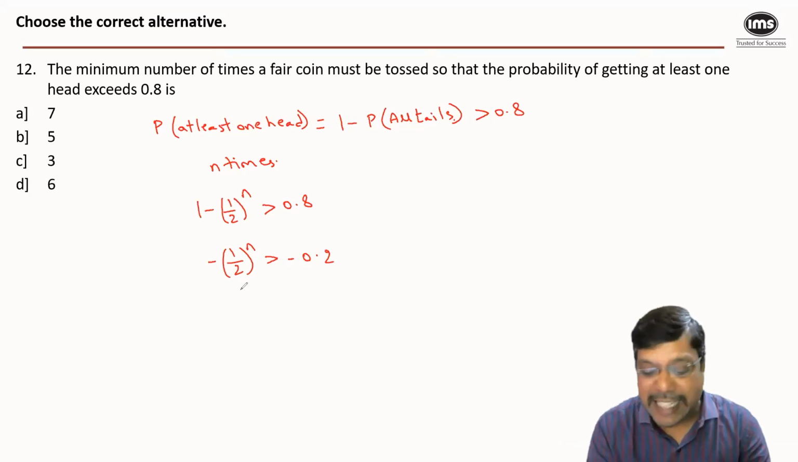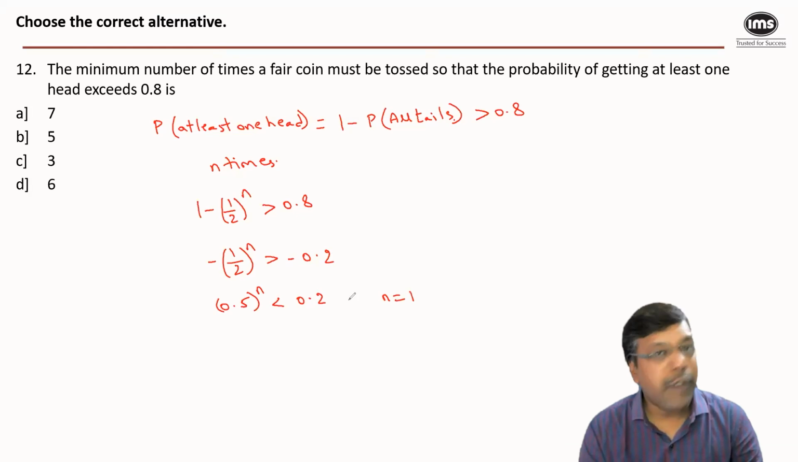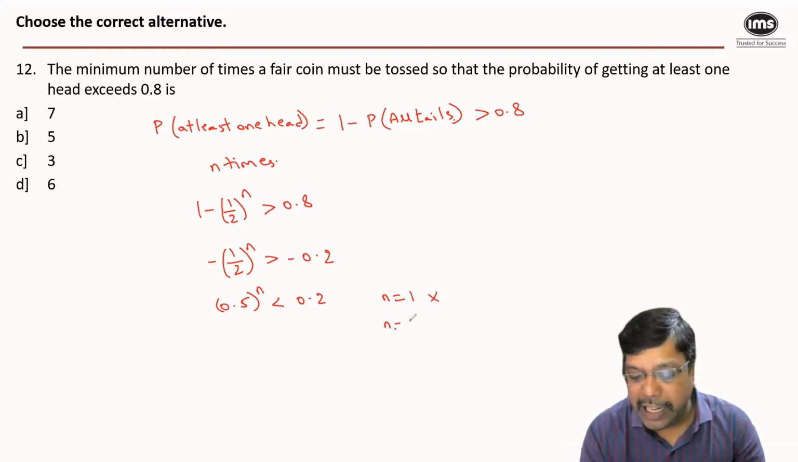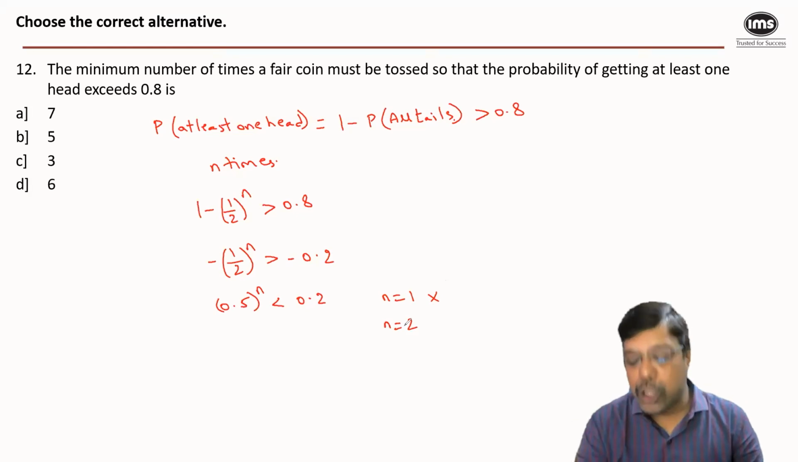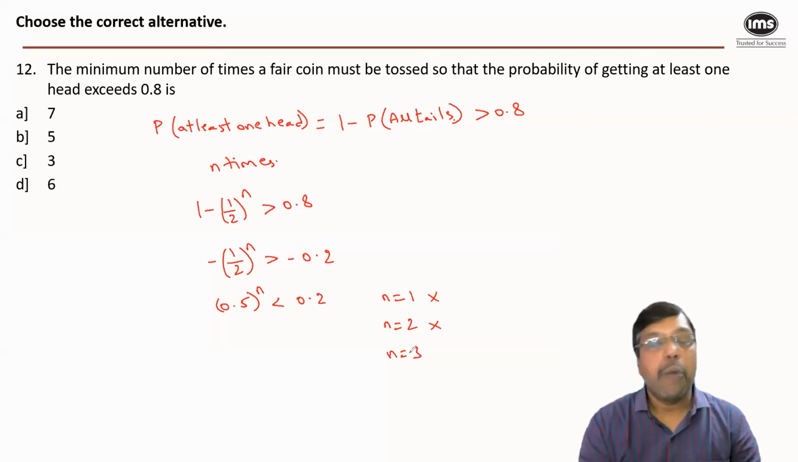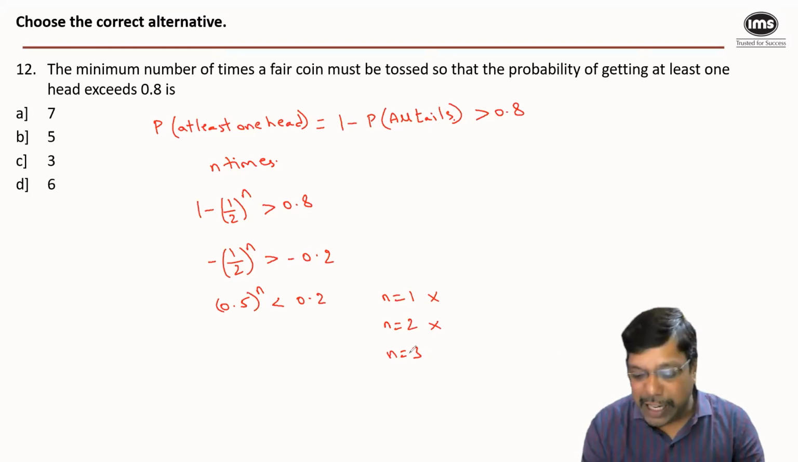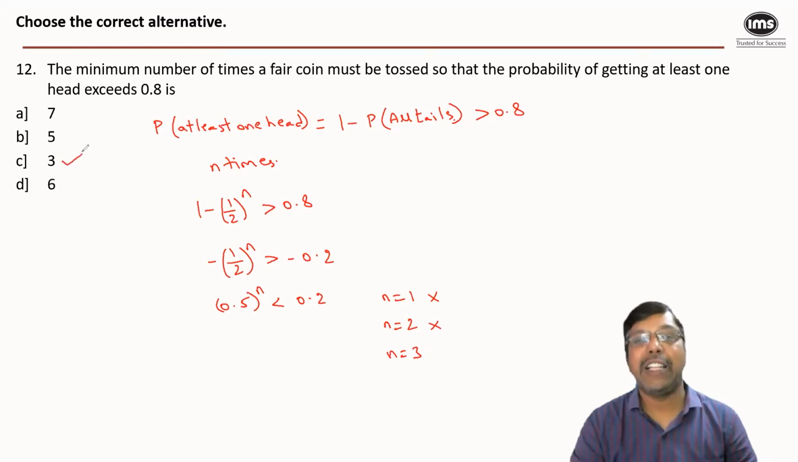Of course, the inequality sign flips, and I will write 1 by 2 as 0.5 whole power n must be less than 0.2. Now, substituting n is equal to 1, 0.5 is not less than 0.2. n is equal to 2, 0.5 whole square, 0.25 is not less than 0.2. And n is equal to 3, 0.5 whole cube is 0.125, which is less than 0.2. Hence, the minimum value of n that satisfies the given condition is 3. Hence, answer option C.